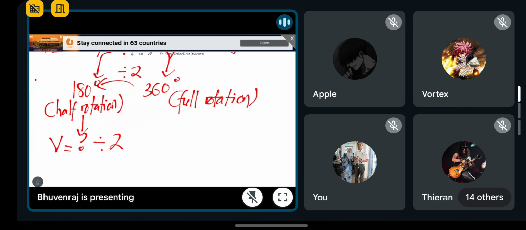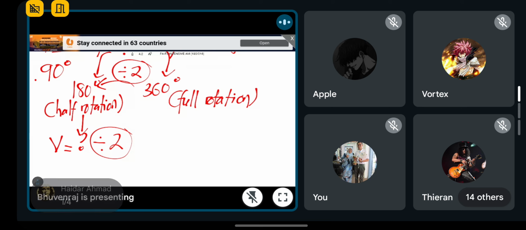Sudut tu berkadar langsung dengan isi padu janaan. The angle is directly proportional to the volume of rotation. Okay, means that if your angle reduce half, volume reduce half. Macam tu saja. Okay. Kalau sudut tu berkurang dengan separuh, maka isi padu tu juga mesti berkurang dengan separuh. Okay, so if I ask 90 degree guys, how? Let's say lah, 90 darjah putaran. What should I do to my final volume? If you all understand, very good, 1/4.